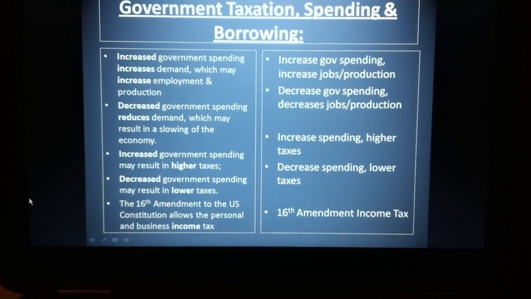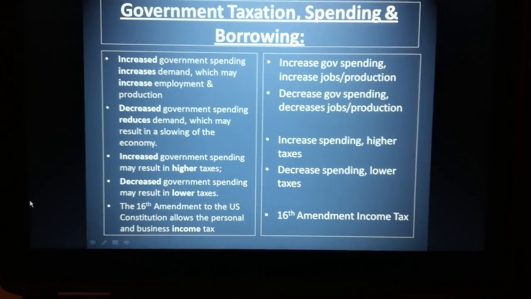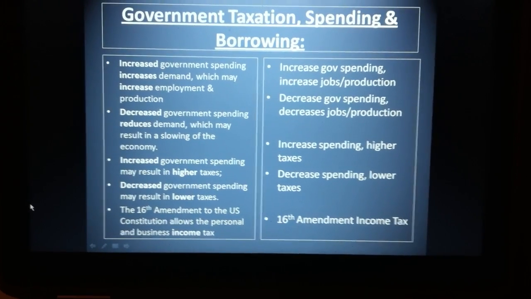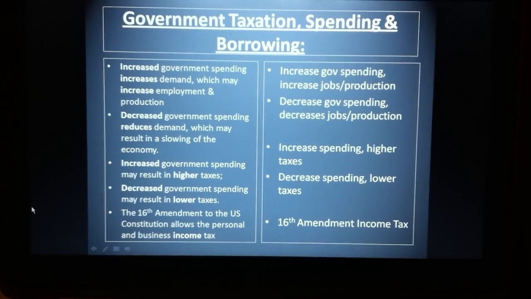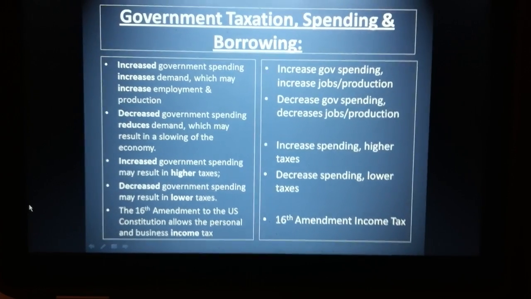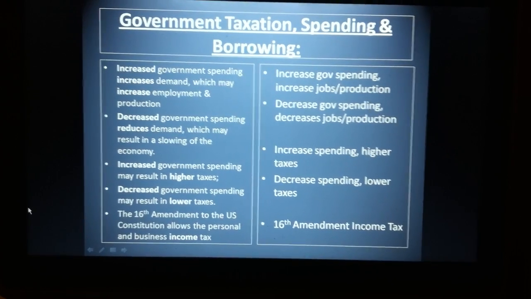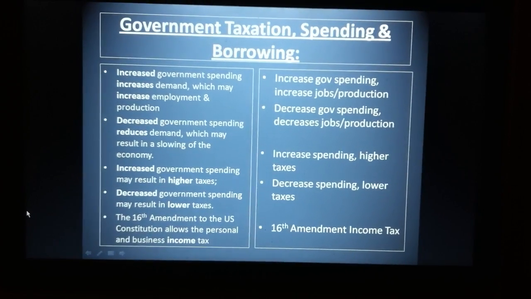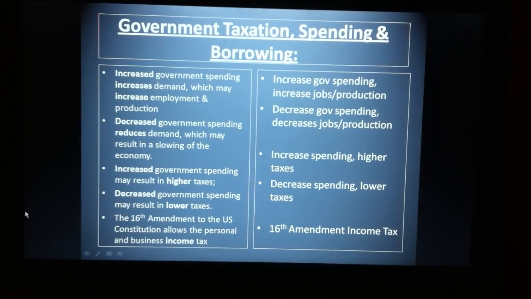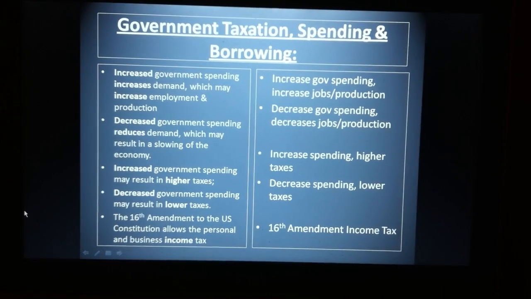Now, if you increase government spending, it increases demand, which may increase employment and production. Decrease of government spending may reduce demand, which may result in a slowing of the economy. Increased government spending may result in higher taxes. Decrease of government spending may result in lower taxes. The 16th Amendment to the United States Constitution allows the personal income and business income tax.